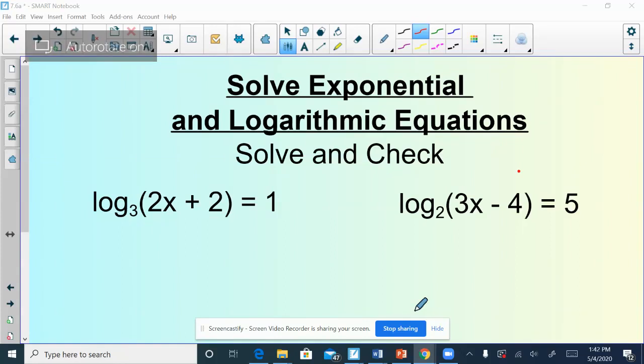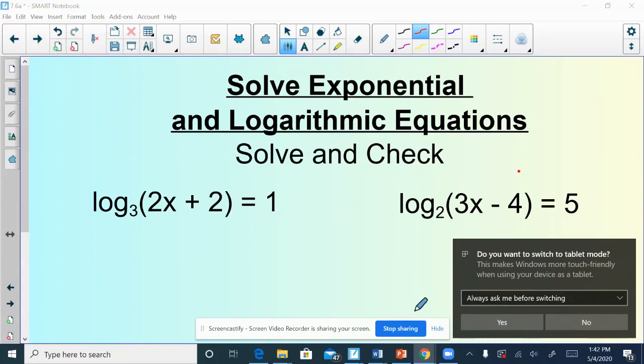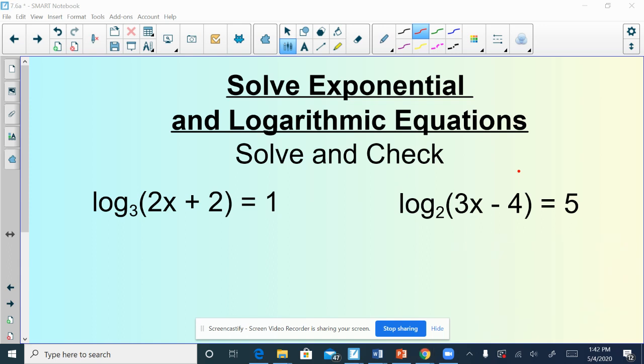All right, guys, we are continuing with section 7.6. We just looked at solving exponential equations right here, and now we are going to move into solving logarithmic equations right there. So hopefully you just finished that. You're moving on to this. We can still be in that same frame of mind.